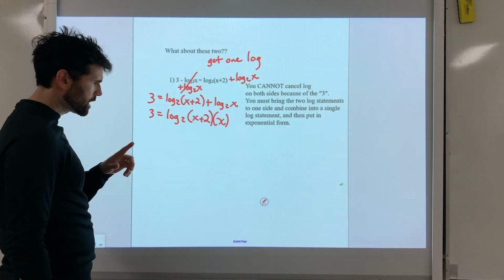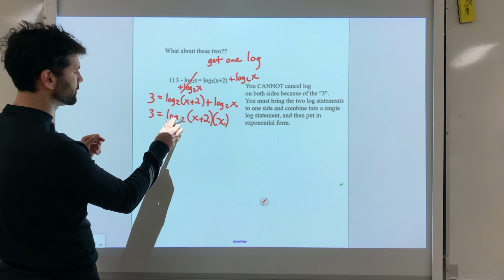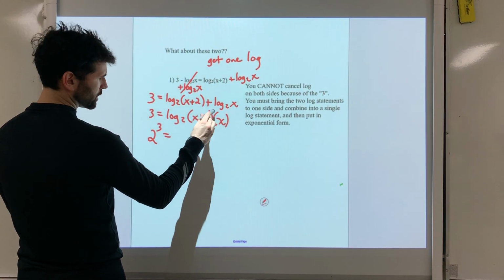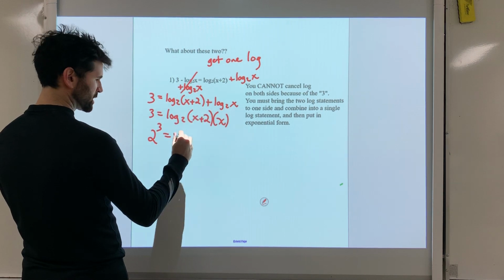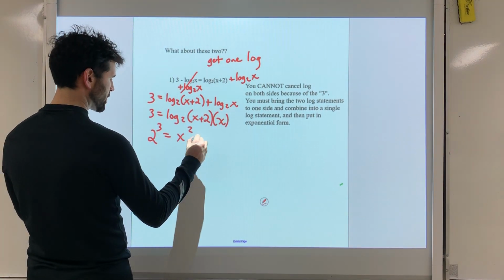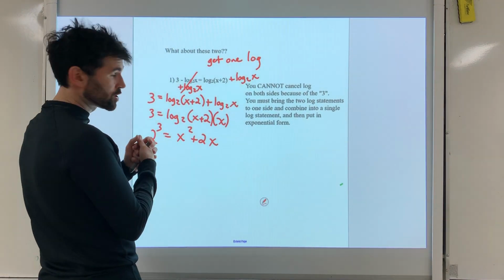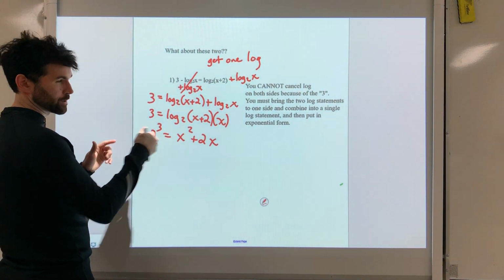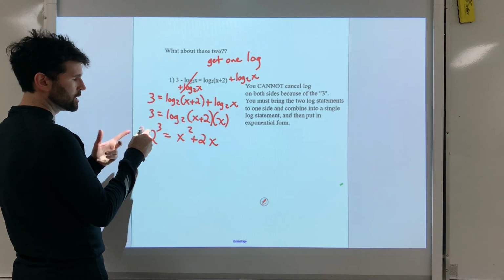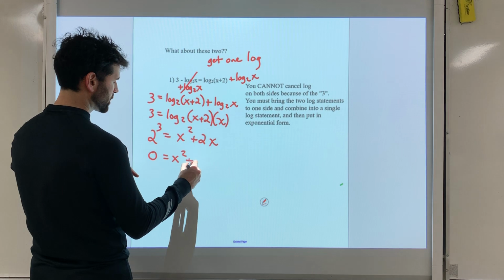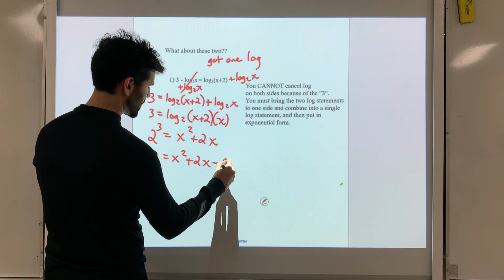And now, when I had this kind, I had to use exponential form. So I go 2 to the power of 3 equals the argument. Now I'm going to go ahead and distribute this into the brackets. I'm going to get x squared plus 2x. Then I'm going to have to solve by factoring because I have the x squared term and the x term. So this is 8. I'm going to subtract 8 from both sides. So on this side I get 0, then I have x squared plus 2x minus 8.